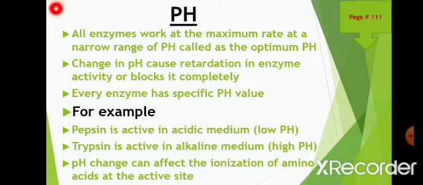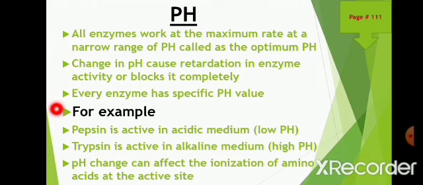Like temperature, all enzymes work at the maximum rate at a narrow range of pH called the optimum pH. All the enzymes that work in the human body have a specific pH at which they perform their action. If a change in pH takes place, it will result in retardation of enzyme activity or block it completely.